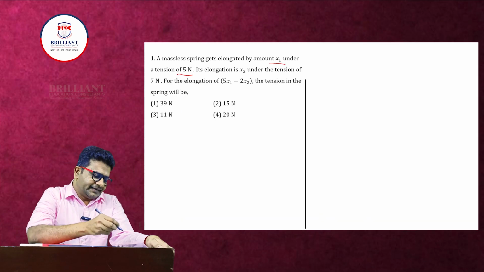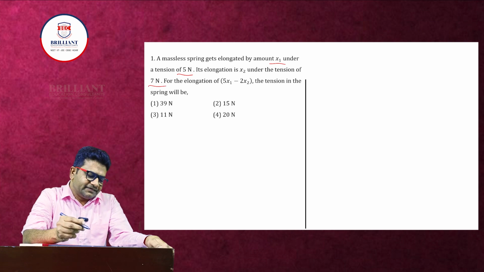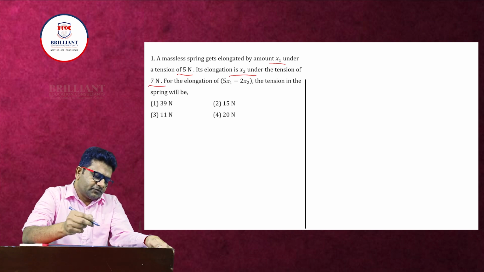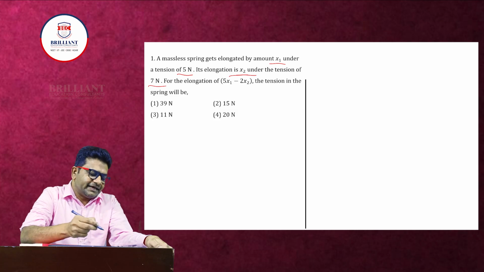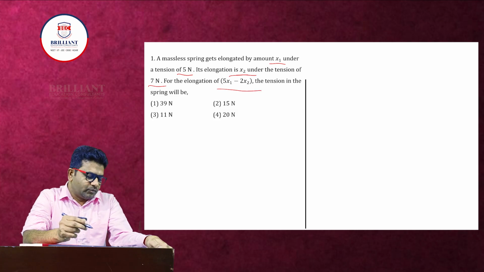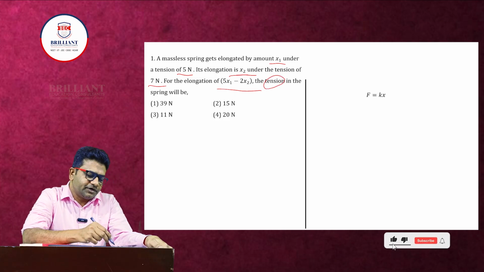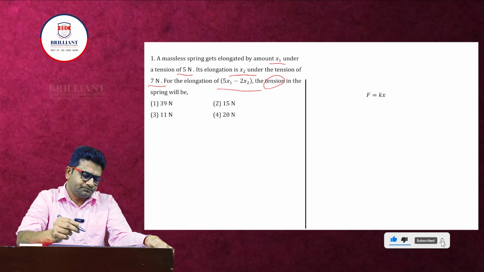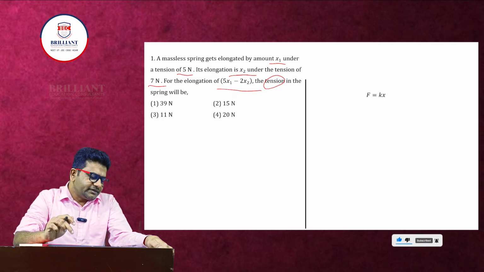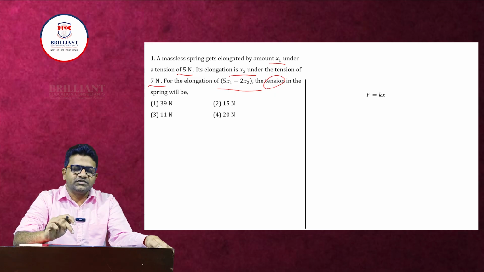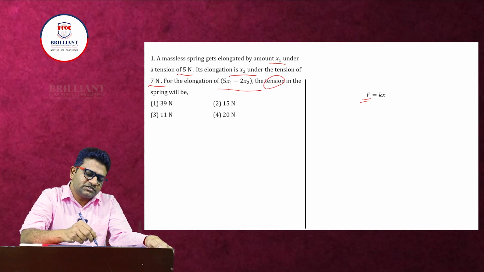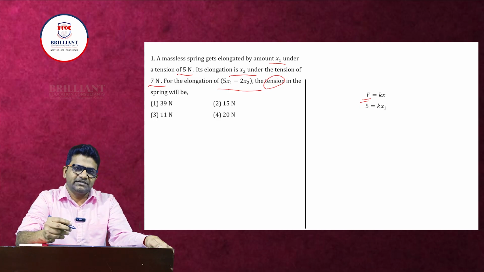See, in the question they are telling that for 5 Newton the extension is x1, and for 7 Newton the extension is x2. Then they are telling about the elongation of 5x1 minus 2x2. The corresponding tension we have to find out. So here we know the spring equation: the force for a spring is F equal to Kx, where F is the spring force, K is the spring constant, and x is the extension.